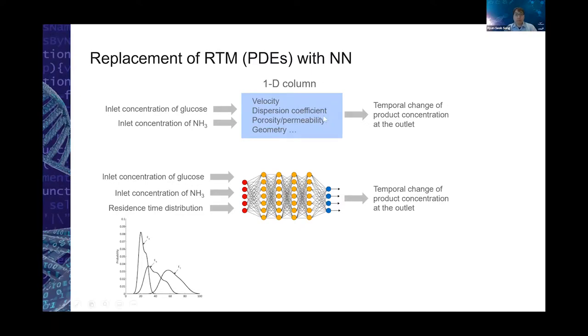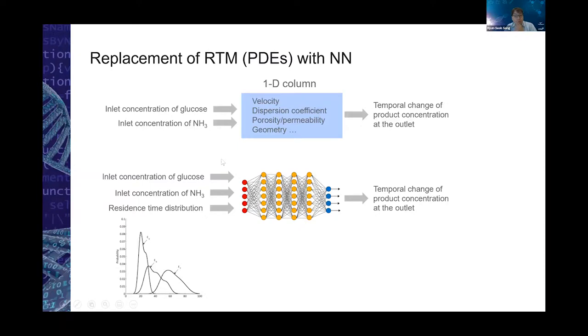In a real 1D column experimental system, we have to know the inlet concentration of carbon and nitrogen sources. Second, the flow conditions like velocity and also parameters that affect velocity, and then residence time: dispersion coefficient, porosity, permeability, geometry, etc. But in order to train the model, I'm not using these parameters, except velocity, or not velocity at all.